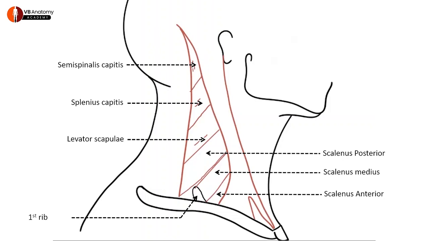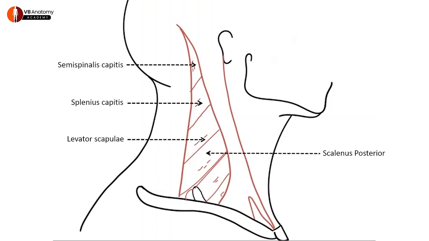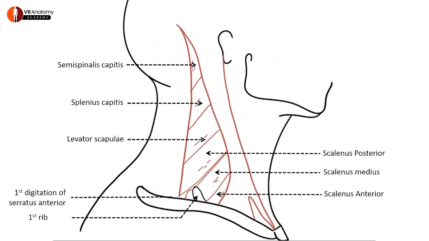Okay. Ensure that for every muscle you draw the direction of fibers. Attached below to the first rib, draw your first digitation of serratus anterior. So now you will be surprised how well you are able to tell all the muscles one below the other. Okay. Right from the top, tell me: semispinalis capitis, splenius capitis, levator scapulae, scalenus posterior, scalenus medius, scalenus anterior, first rib and first digitation of serratus anterior. So all this is covered by which fascia? Yes, it's covered by the prevertebral fascia.